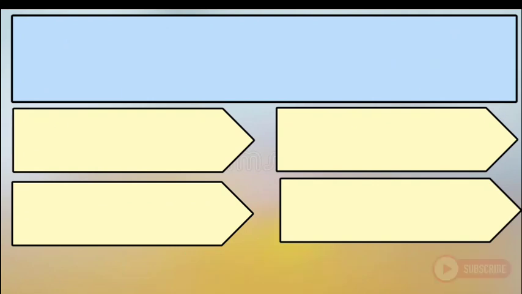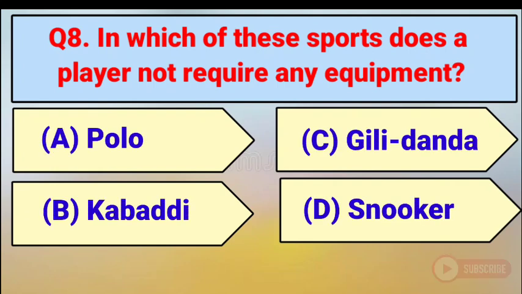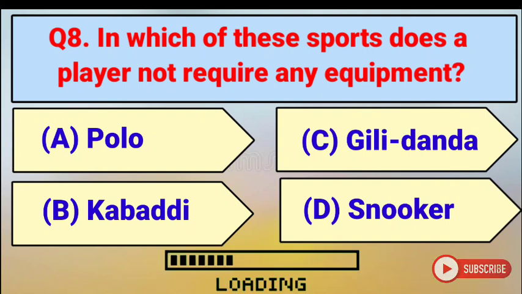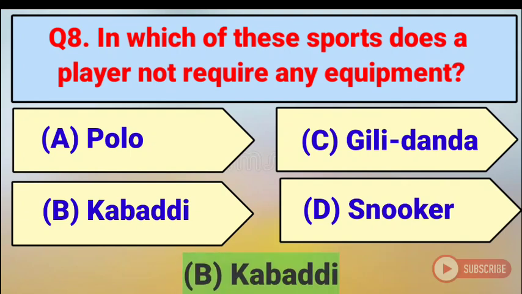Circular. 8. In which of these sports does a player not require any equipment? Your options: A. Polo. B. Kabaddi. C. Gilli Danda. D. Snooker. Your correct answer is B.